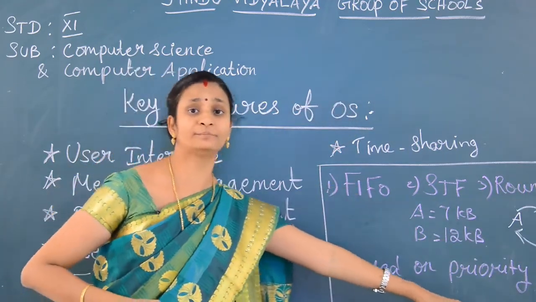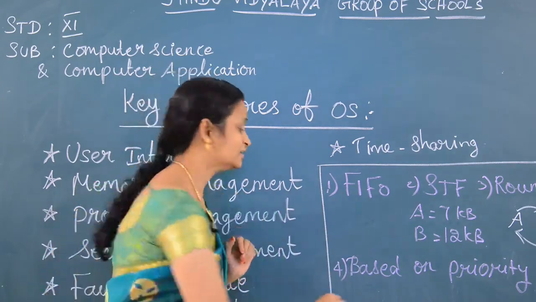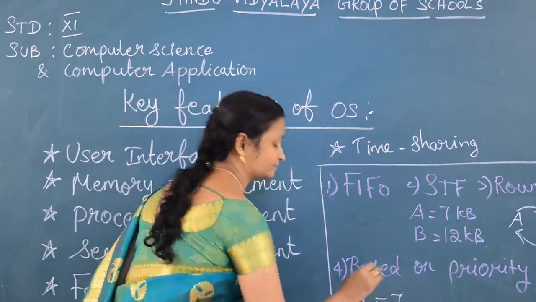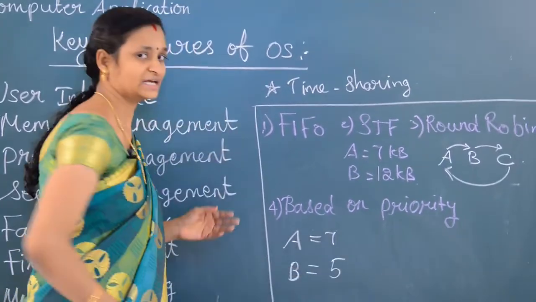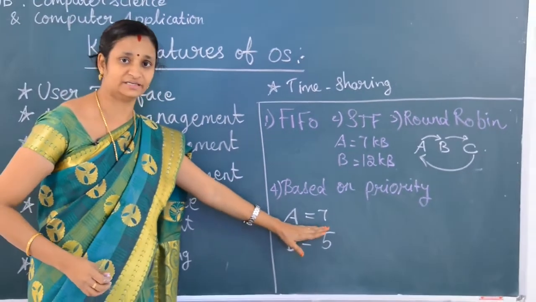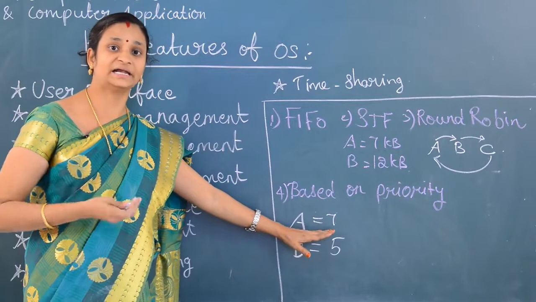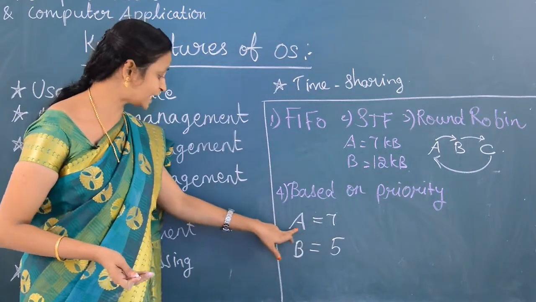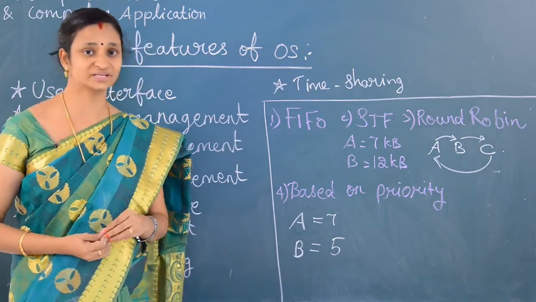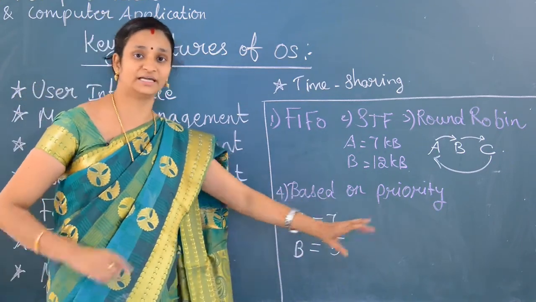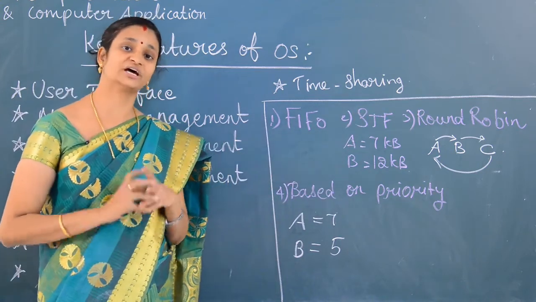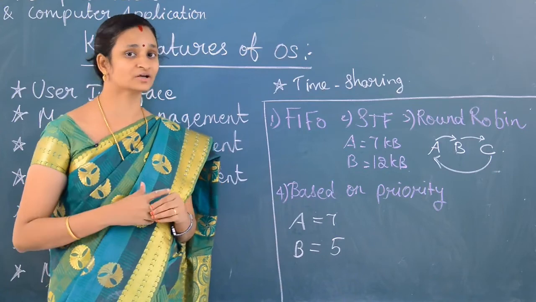Now, based on priority, if I have two jobs, for example, A and B, and the priority of A is 7 and the priority of B is 5, then which holds the higher priority? A job. A job holds the higher priority and it has to be given to the CPU first, and then the B job will be assigned to the CPU. Thus, based on the priority, the process will be assigned to the CPU. So these are the four different algorithms which are used for process management.